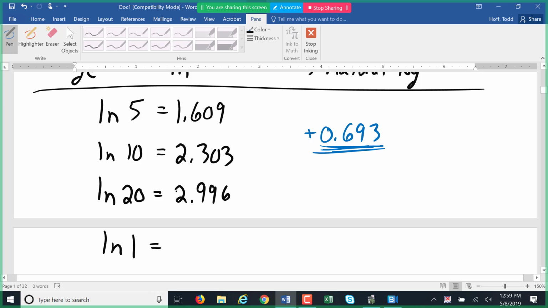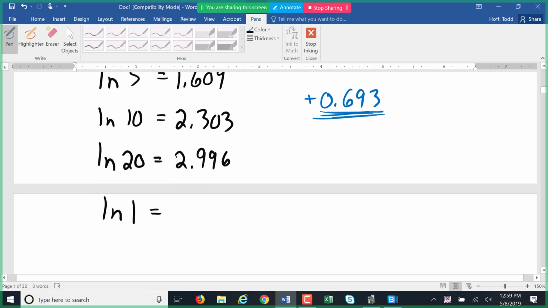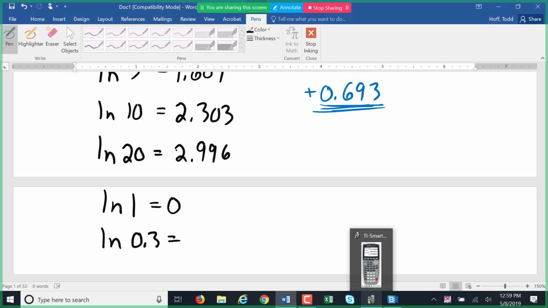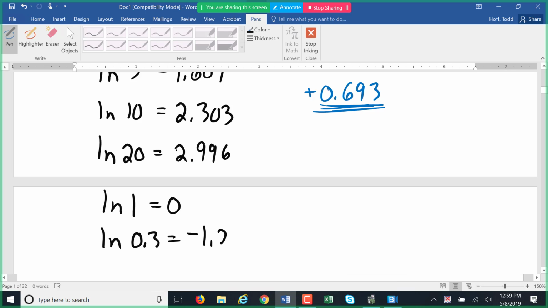What's ln of 1? 0, good. The log of, no matter what the base is, the log of 1 is always 0. How about ln of 0.3? Negative 1.204. Good.